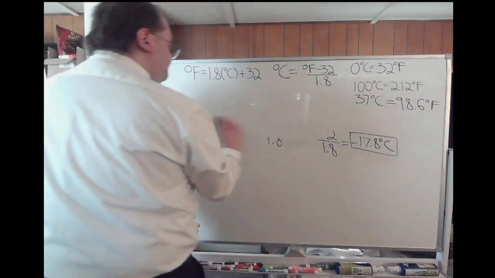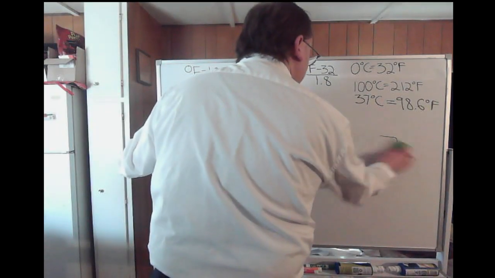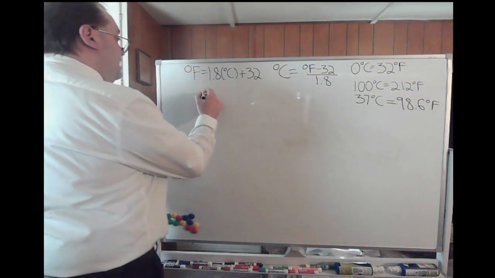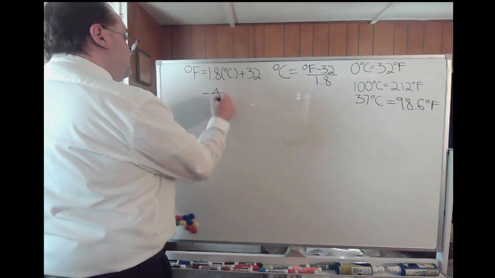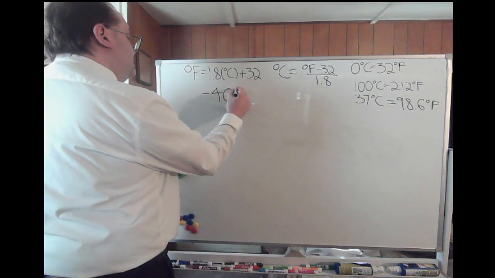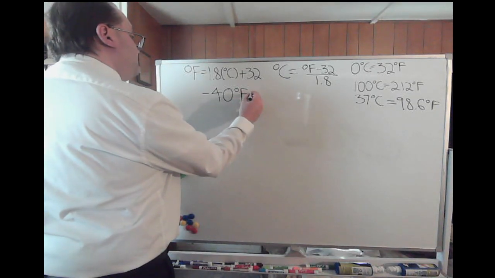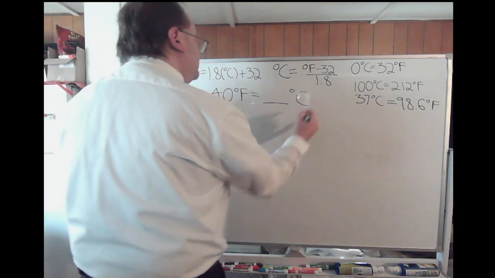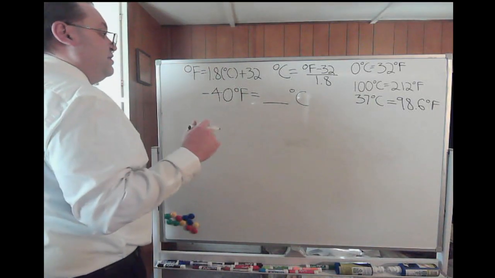Alright, now I'm going to do an example here with both units. So, how about minus 40? You're about to find something very interesting here. Minus 40 Fahrenheit, we want to convert that to Celsius. This is going to be very interesting.